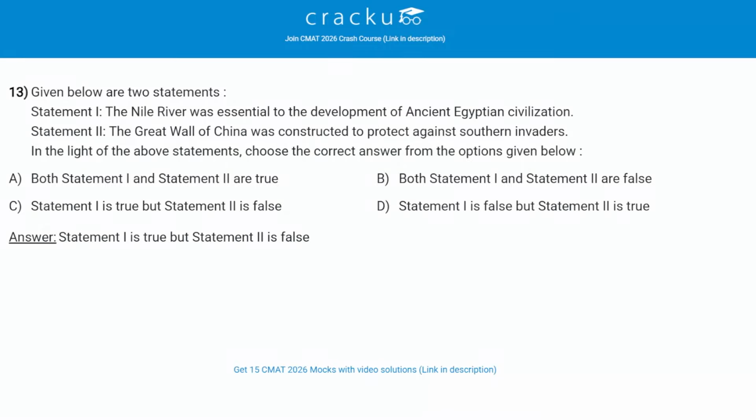In this question, we have been given two statements. Statement 1: the Nile River was essential to the development of ancient civilization. This is correct. The Great Wall of China was constructed to protect against southern invaders. This is wrong. It was constructed to protect against northern invaders. So basically, statement 1 is true, statement 2 is false. Option C is the correct answer.